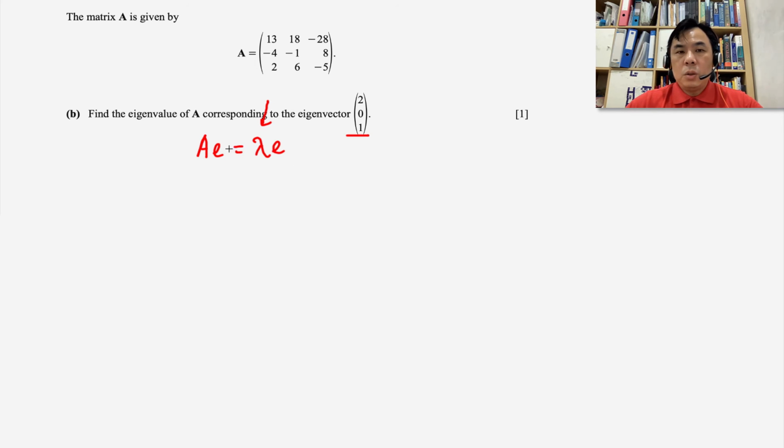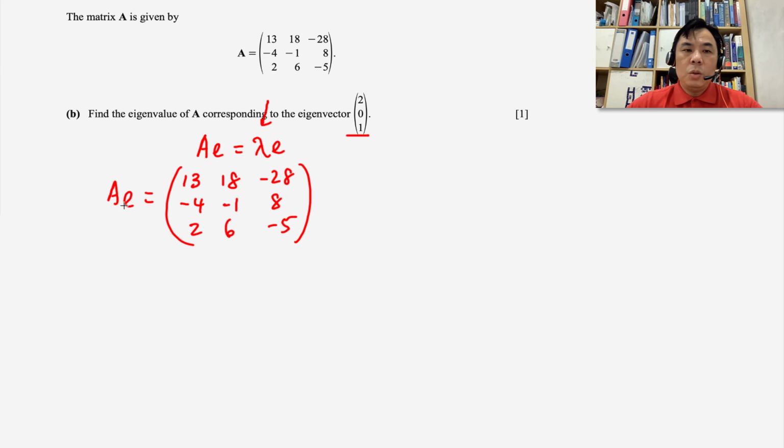All right. So here I'm going to rewrite this. In this case, I'm going to work out AE first. So let's consider as AE. So AE is 13, 18, negative 28, negative 4, negative 1, 8, 2, 6, negative 5. And then we just need to multiply that with the eigenvector.